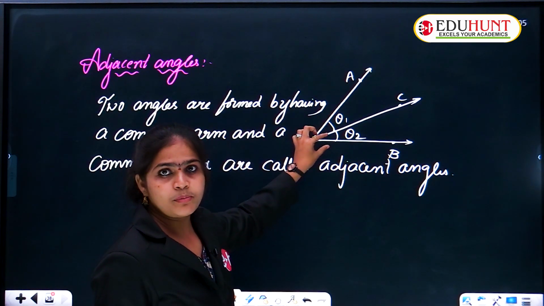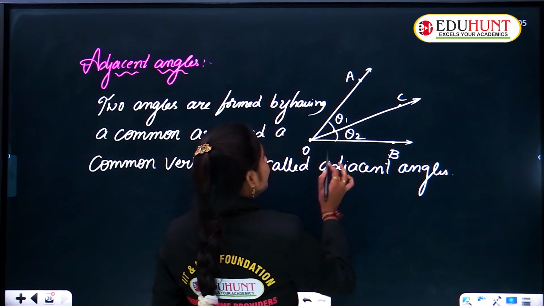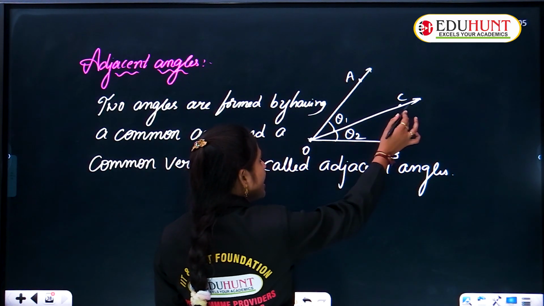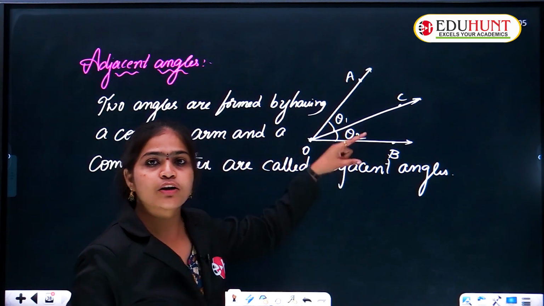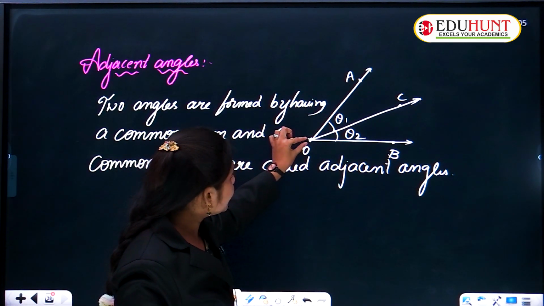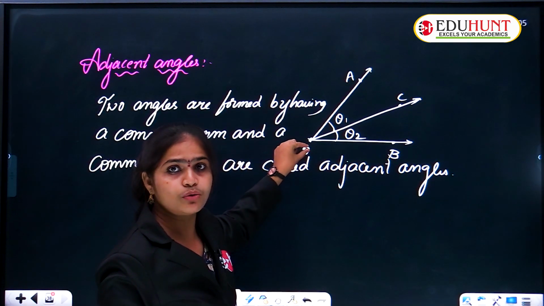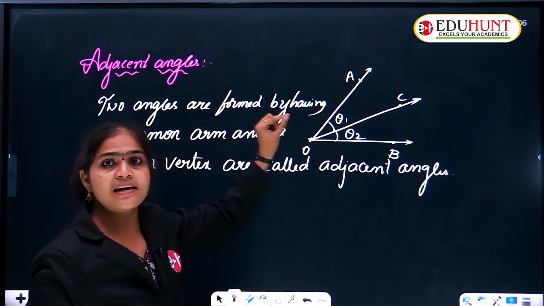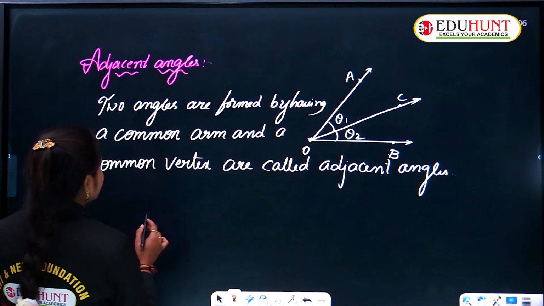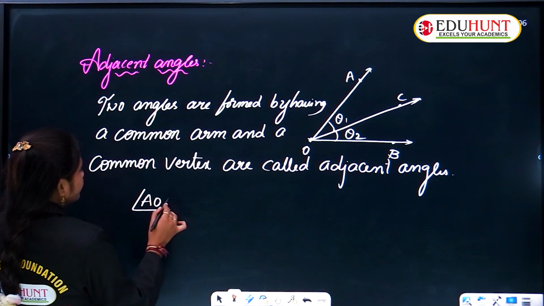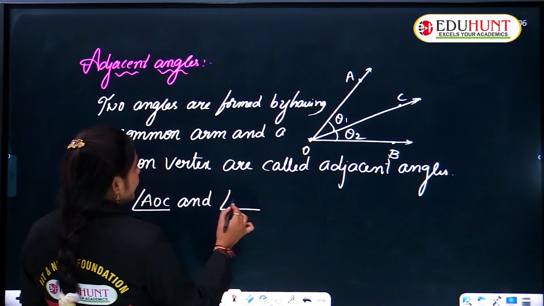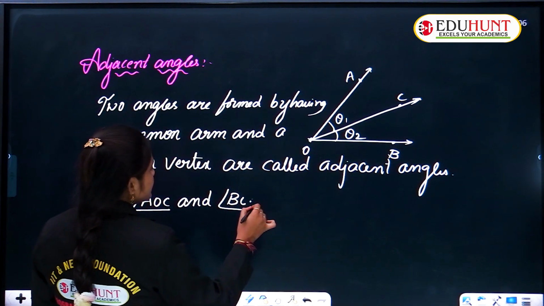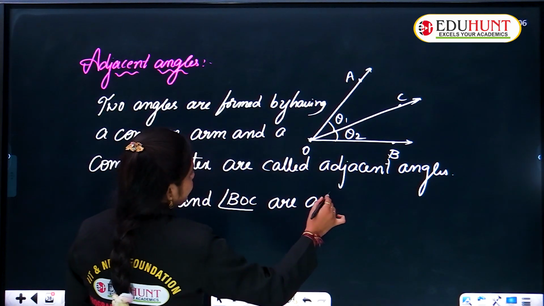Two angles are formed by having a common arm, which means theta 1 has the common arm OC, and theta 2 also has the common arm OC. And those two angles are also formed at a common vertex, at O only. Then we call those two angles adjacent angles. Understood? Now angle AOC and angle COB, or BOC, whichever you wish, are adjacent angles.